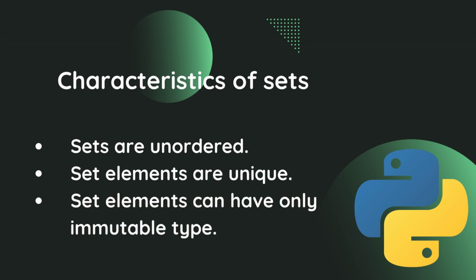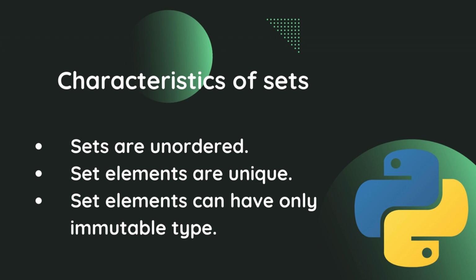Next, in Python, set elements can have only immutable data types. We have already seen what mutable and immutable data types are. If you have not seen that video, please check that video. I'll add the link of that video in the description box. But in Python, set elements can have only immutable data types. That means a set cannot have a dictionary or list as its item.